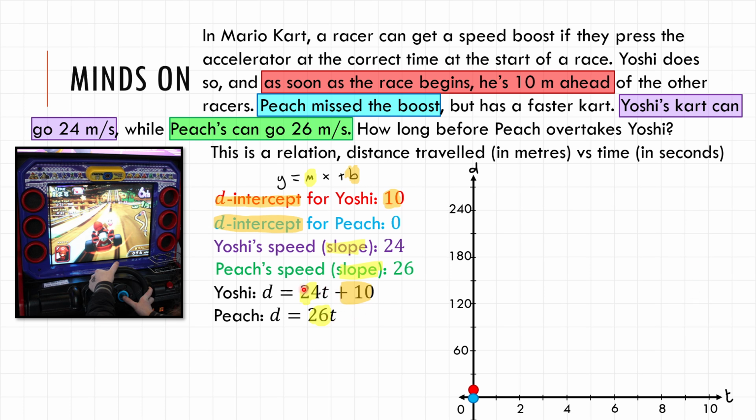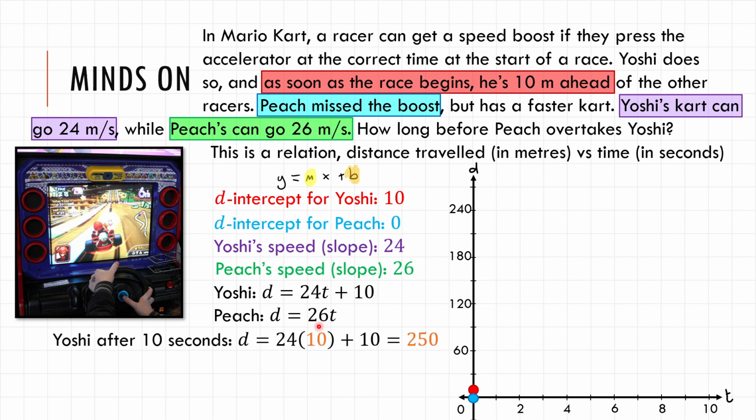Well, it's pretty easy. All we have to do is take the equation here for Yoshi. I don't need the highlights anymore, so I'm just going to erase those because I'll need those colors available. We'll take the equation here for Yoshi, and we know that at 10 seconds, t is equal to 10. So this t value here is equal to 10. So what does d end up equaling when we do 24 times 10 plus 10? Right, 24 times 10 is 240, plus 10 is 250. So after 10 seconds, Yoshi has traveled a total of 250 meters.